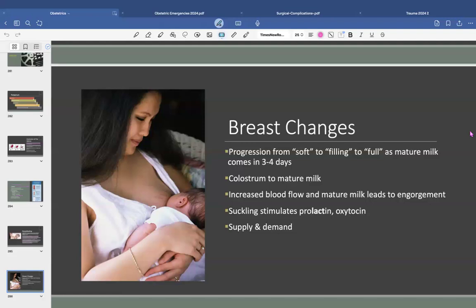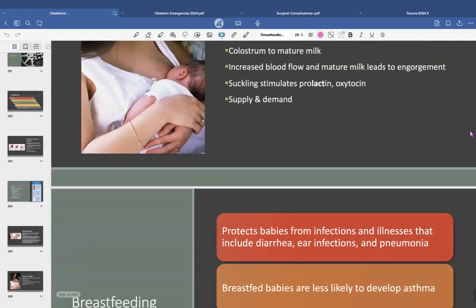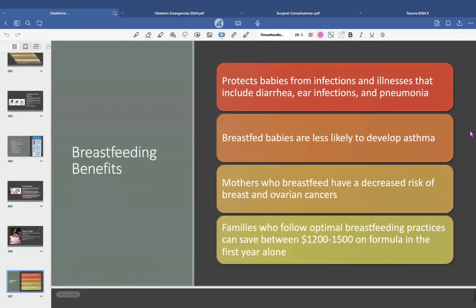Some of the benefits of breastfeeding. It protects babies from infections and illnesses, including diarrhea, ear infections, and pneumonia. Breastfed babies are less likely to develop asthma. Mothers who breastfeed have a decreased risk of breast and ovarian cancers. And it's a money saver. Families who follow optimal breastfeeding practices can save $1,200 to $1,500 on formula in the first year alone.